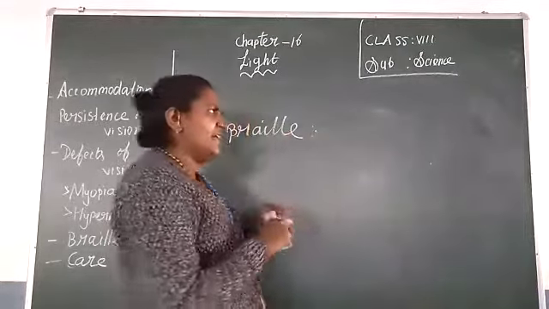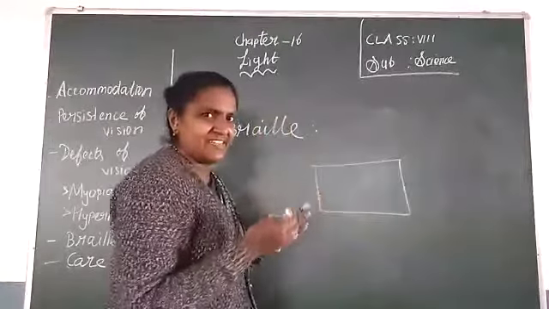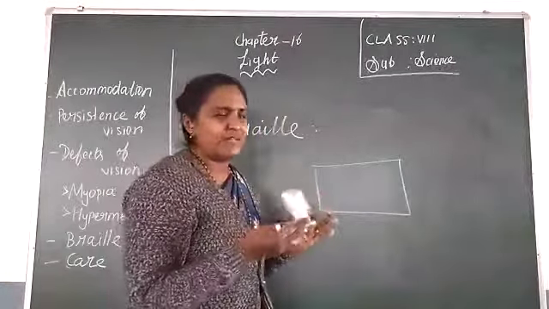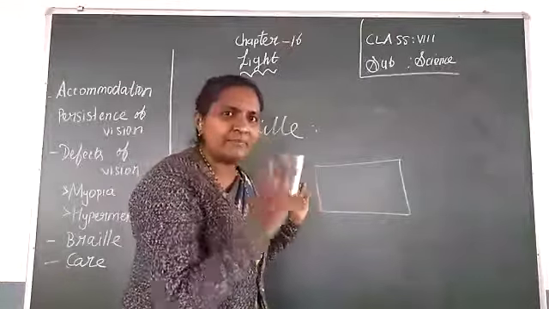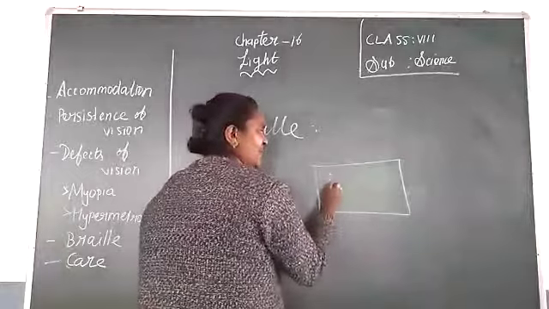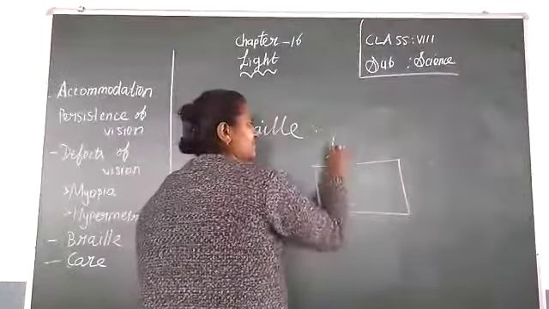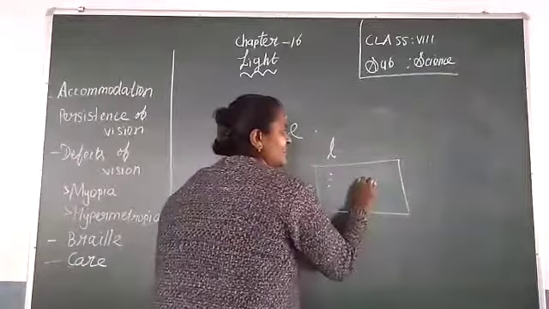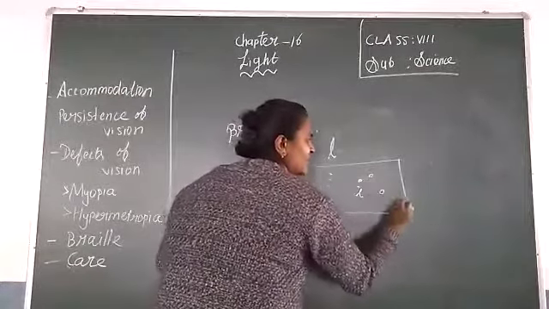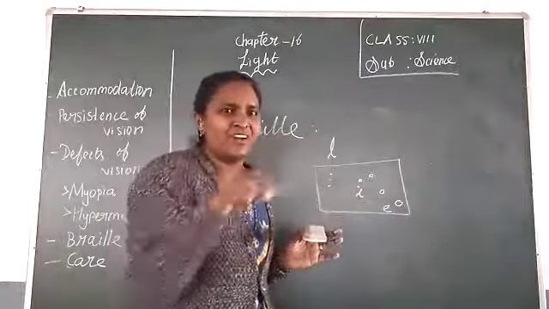What is this Braille? It is a system on a slate. It is a specified slate, meaning it is meant only for blind people. This slate has some dots, and with the help of the dots they will learn letters. This dot means L, this dot means I, this dot means C. Like that, they learn the different letters with the help of dots.